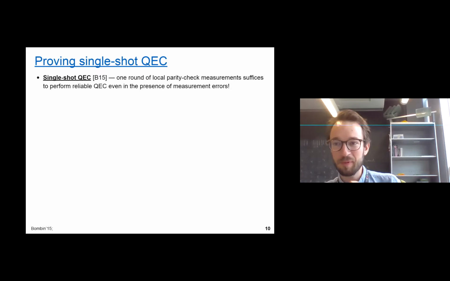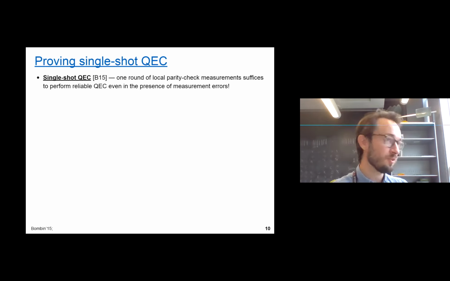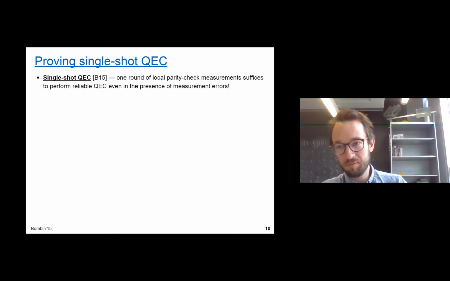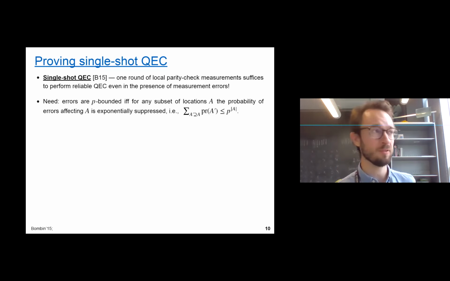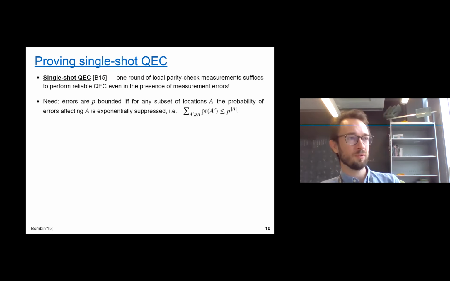Okay, so I'll tell you a bit about the proof now. This is very inspired by Hector's work. He got really nice results in this area, and he proved that single shot error correction would work for the gauge color code, and also a slightly more general setting. And yet you need a slight generalization of an IID noise model for this. So we're going to call it P bounded.